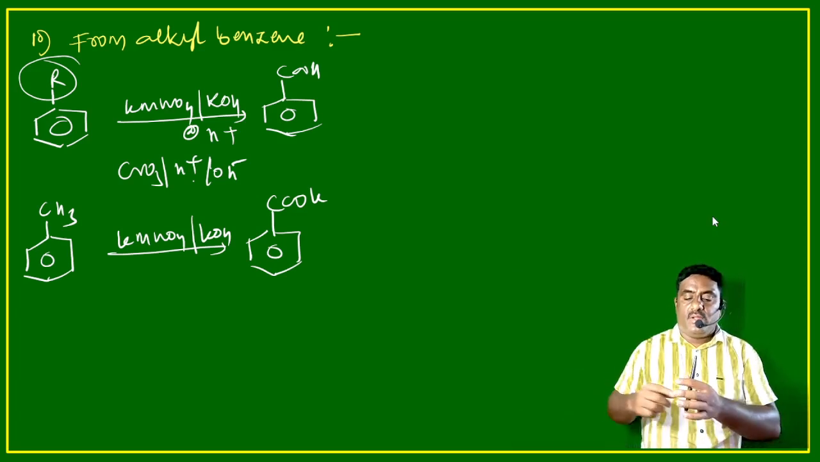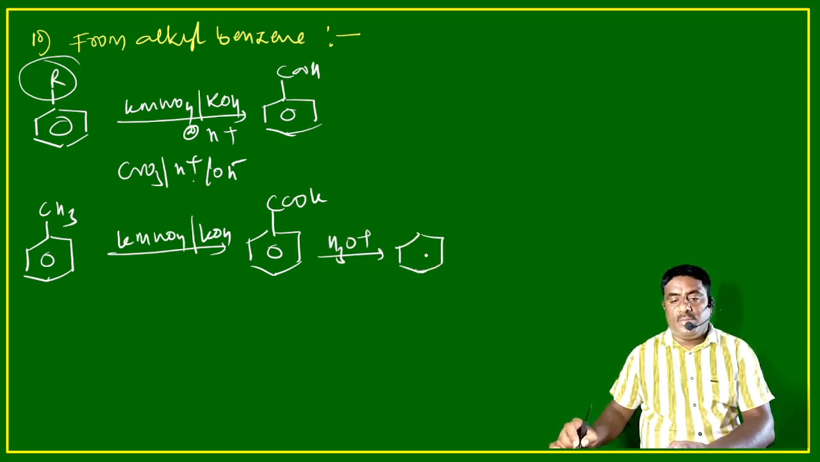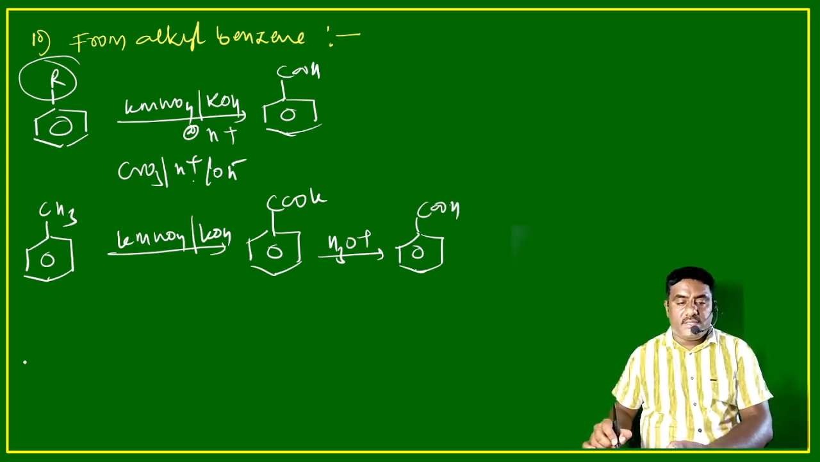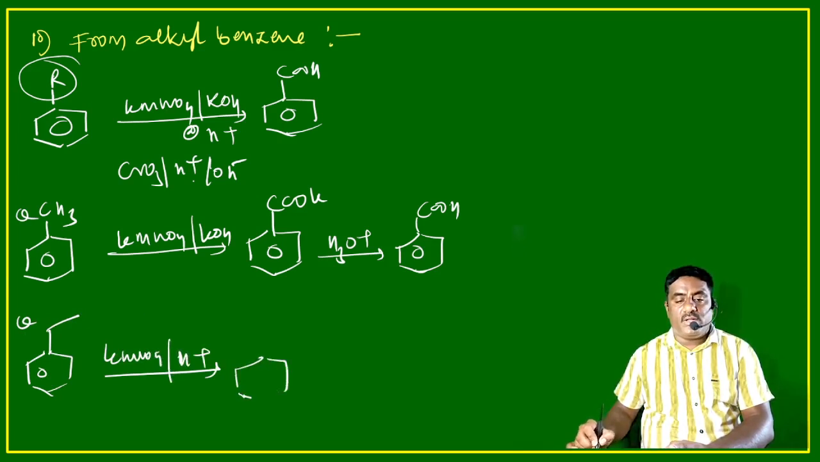When potassium benzoate undergoes hydrolysis, it gives benzoic acid. Let's take one more example. If benzene is treated with KMnO4 in the presence of H plus, what is the product? It gives benzoic acid.